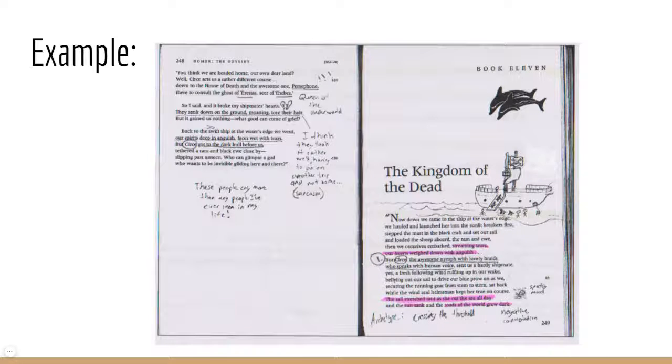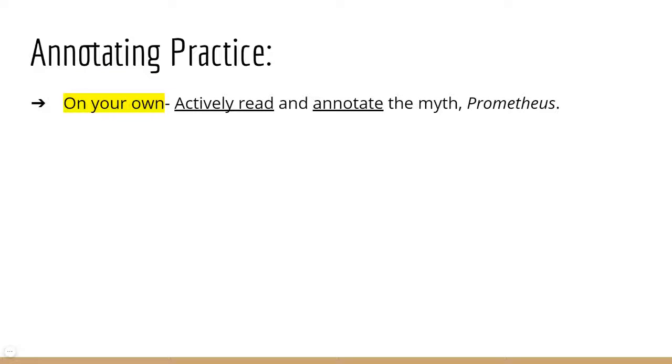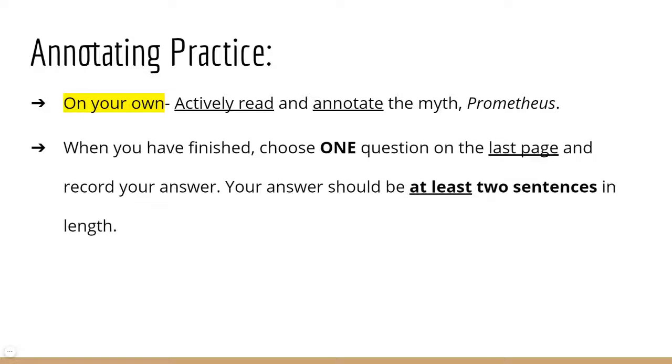Now that you have viewed an example of an annotated text, it is time for independent practice. On your own, actively read and annotate the myth Prometheus, which is located in the back of your notes packet. When you have finished, choose one question on the last page and record your answer. Your answer should be at least 2 sentences in length. You can record your answer on your sheet of lined notebook paper.